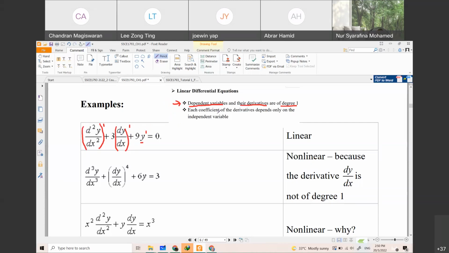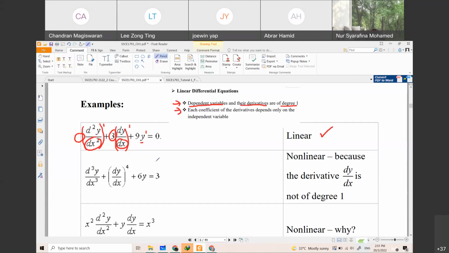And then each coefficient of the derivative depends only on the independent variable. Here, the coefficient of dy dx depends only on the independent variable, so it is fulfilled. Then it is linear. Understand or not? First, check the dependent variable, which is y, and its derivatives. Then check that they are of degree 1. And then check that each coefficient depends only on the independent variable.